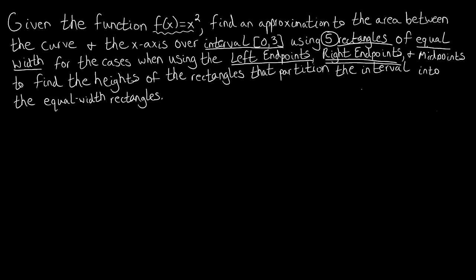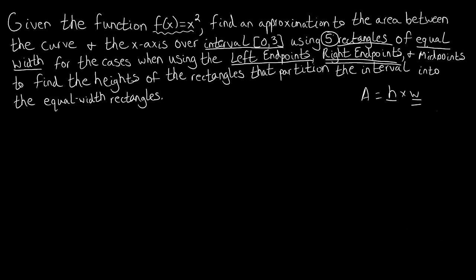But when we look at the area of a rectangle, what 2 dimensions do we need in order to find the area of any given rectangle? Well, we need a height and we need a width. Okay, so we need to make sure that we can find both of these measurements for each of these 5 rectangles. But the question tells us that we want equal width rectangles, right? We want 5 of them.